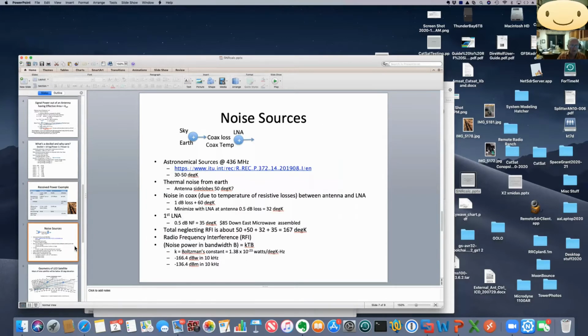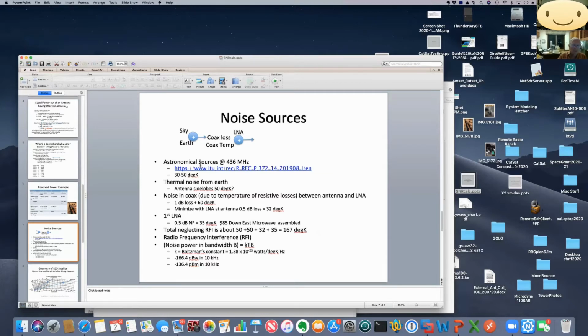So let's talk about noise. If you're really interested in noise, there's a good reference here in the ITU, which stands for the International Telecommunications Union, the international organization that tries to tell people what would be a good way to calculate things for radio communications.